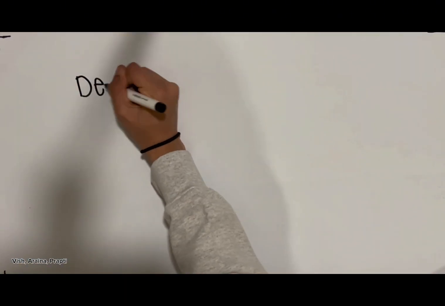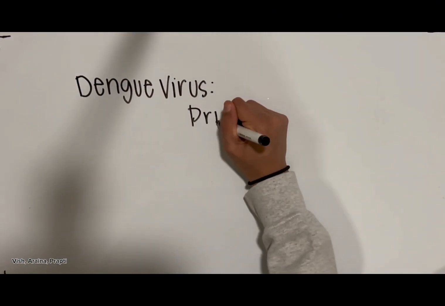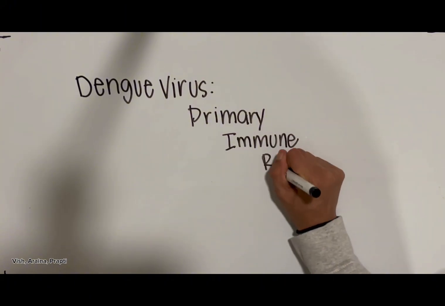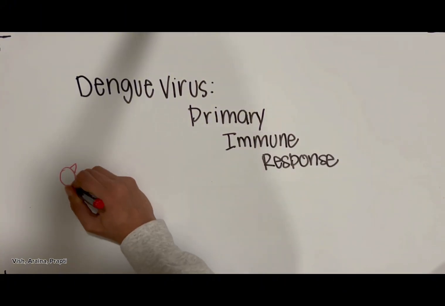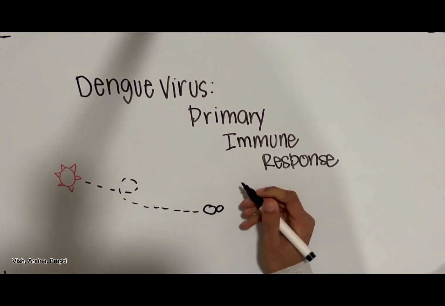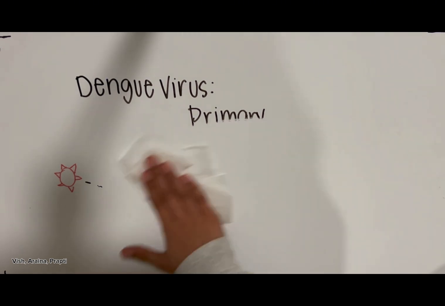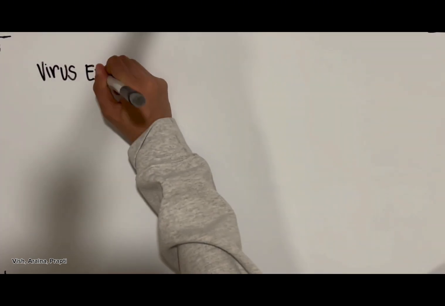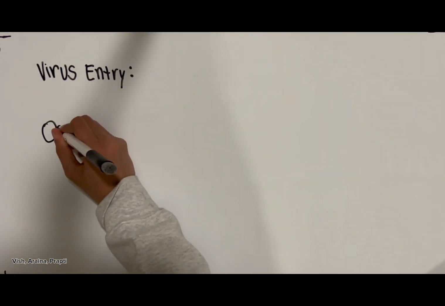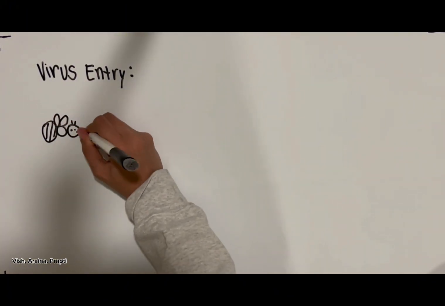This is the primary response to the dengue virus, which is the body's first, slower, but highly specific reaction to a new pathogen. The dengue virus enters the body through a bite from an infected mosquito. Once it's inside, it begins infecting immune cells and spreading through the bloodstream.